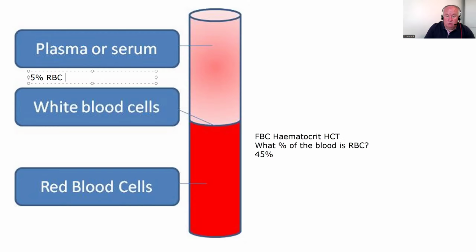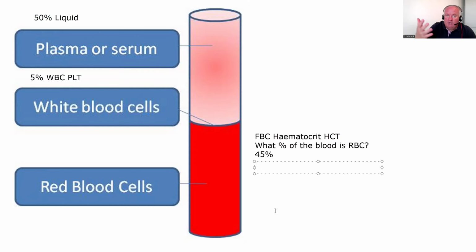About 45% is red blood cells. About 5% are white blood cells and platelets. And then the remaining 50% is liquid, plasma, fluid, whatever you want to call it.